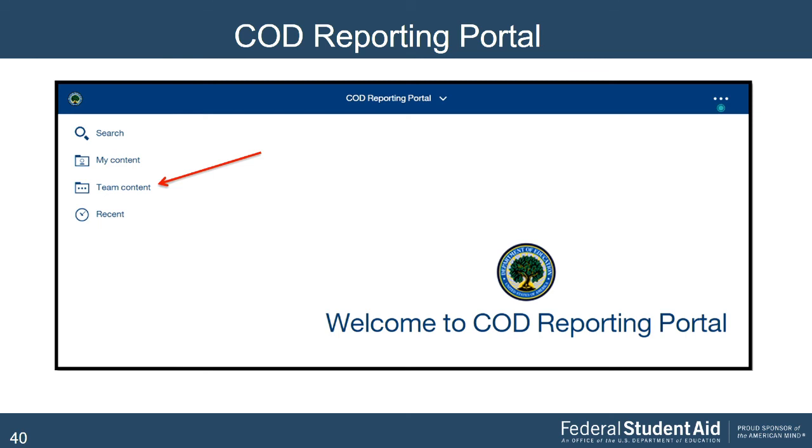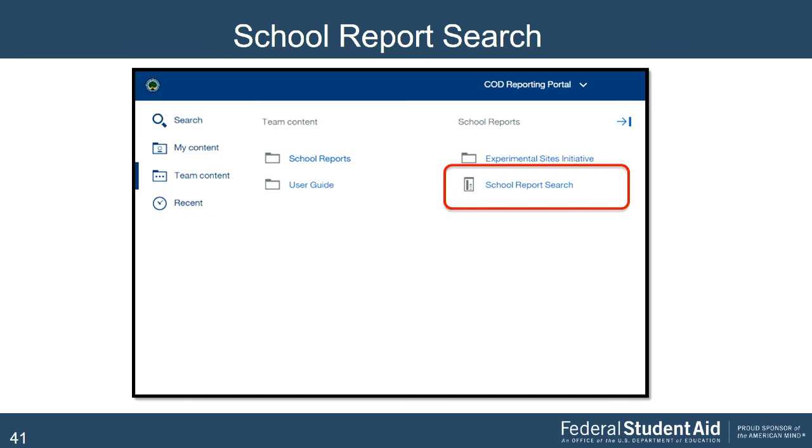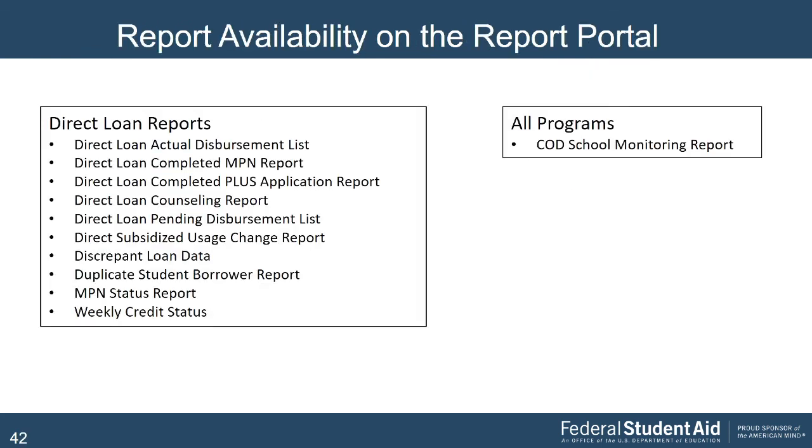From the reporting portal, if you click on the team content link on the left-hand side, and then go to school reports, and then the school report search. There's several different reports that you can view from the web. Not all of the school reports that are sent out to the SAIG mailbox are viewable on the web, but there are quite a few of them that are. This is the list of all of them. I'm not going to read the whole list, but these are all of the different reports that you guys can view right on the website in a CSV format.